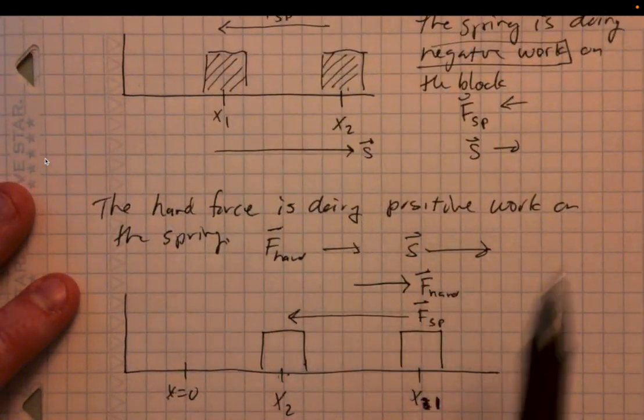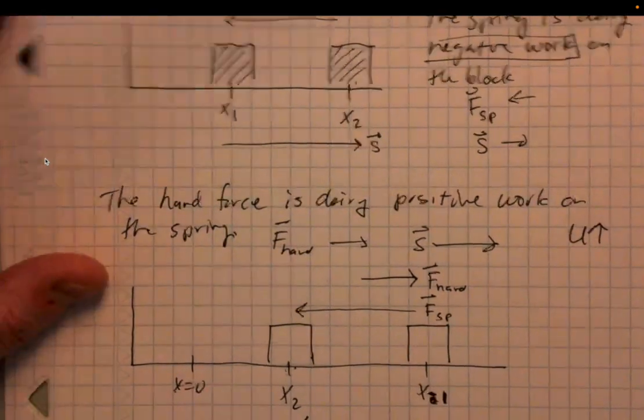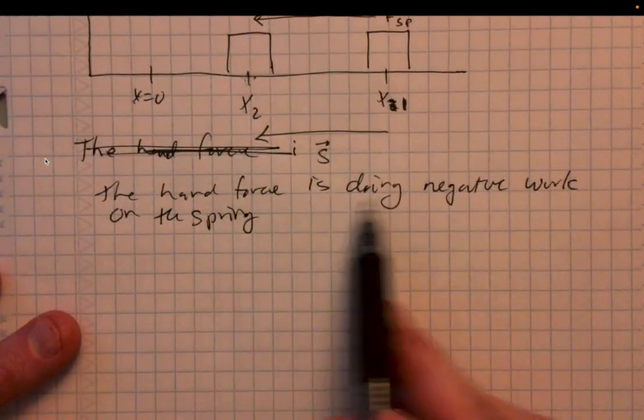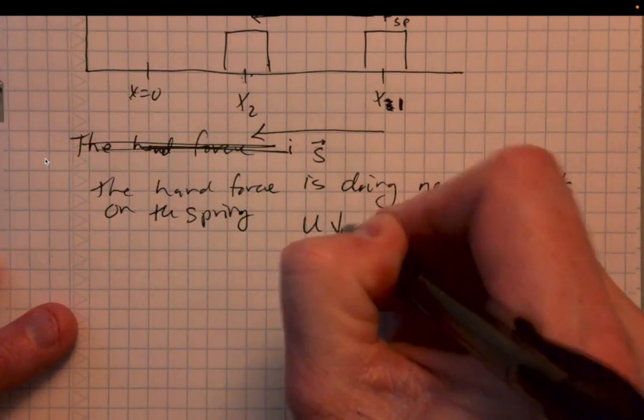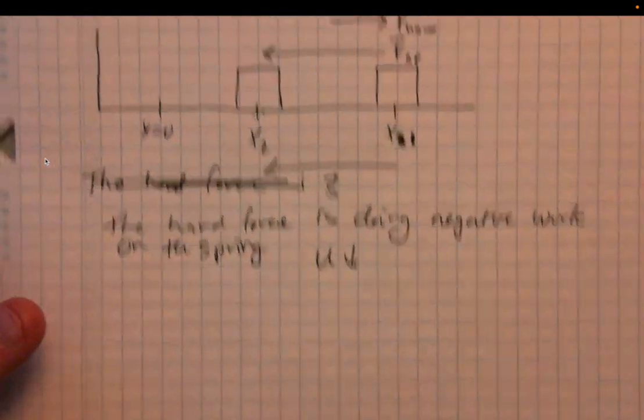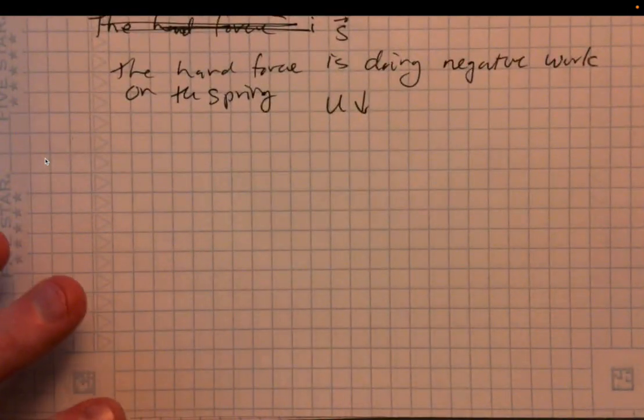Okay, so up above we saw the hand force doing positive work on the spring means the potential energy of the spring is increasing. Here we saw that the hand force is doing negative work on the spring, and intuitively we understand that the potential energy of the spring is decreasing, right? If the spring is less stretched, it's got less energy. It's not going to fly back as fast, right? Okay, and so all of this can kind of be boiled down to the following.